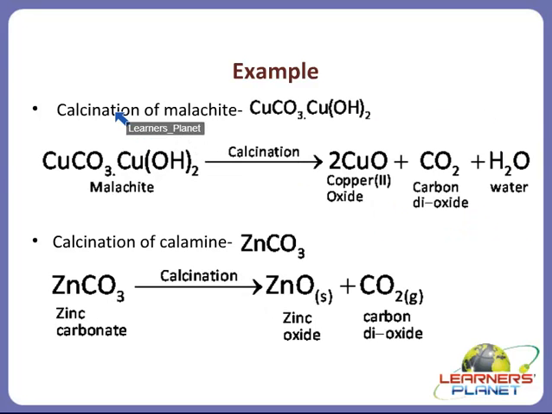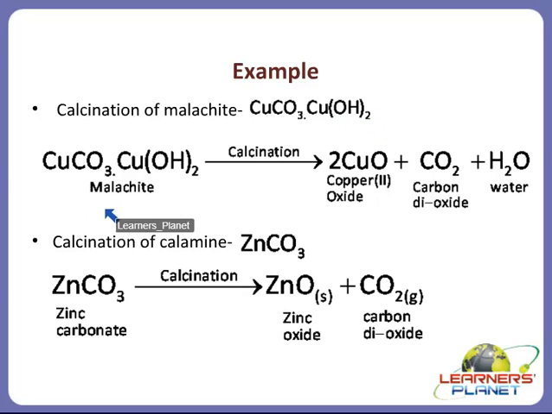We have another example here, that is calcination of malachite. What is the formula of malachite? It is CuCO3·Cu(OH)2. This is actually the greenish layer formed on copper utensils, of basic copper carbonate, that is CuCO3·Cu(OH)2. It is a very thin layer. That also exists in nature as an ore.